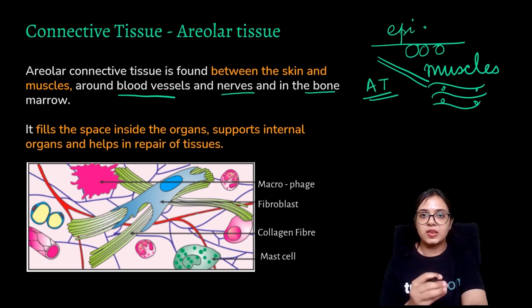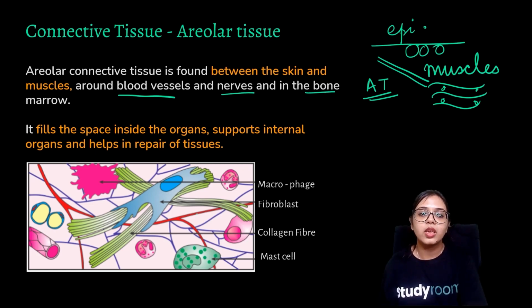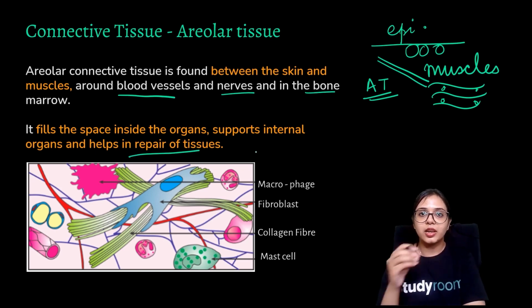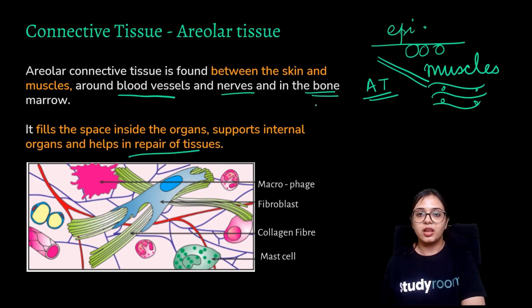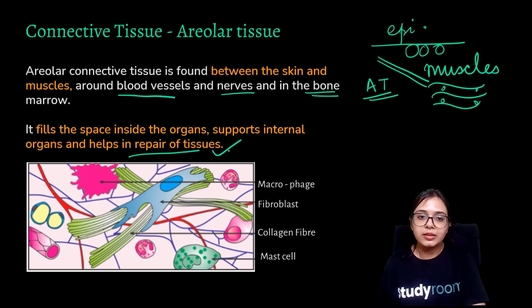It fills the space inside the organs, it supports internal organs, and helps in the repair of tissues. Why? Since it is easily connected to two parts of a system. For example, blood vessels are connected between two parts, or in the bone marrow, it's connecting things. So it easily helps in the repair in case certain injury happens to that organ.